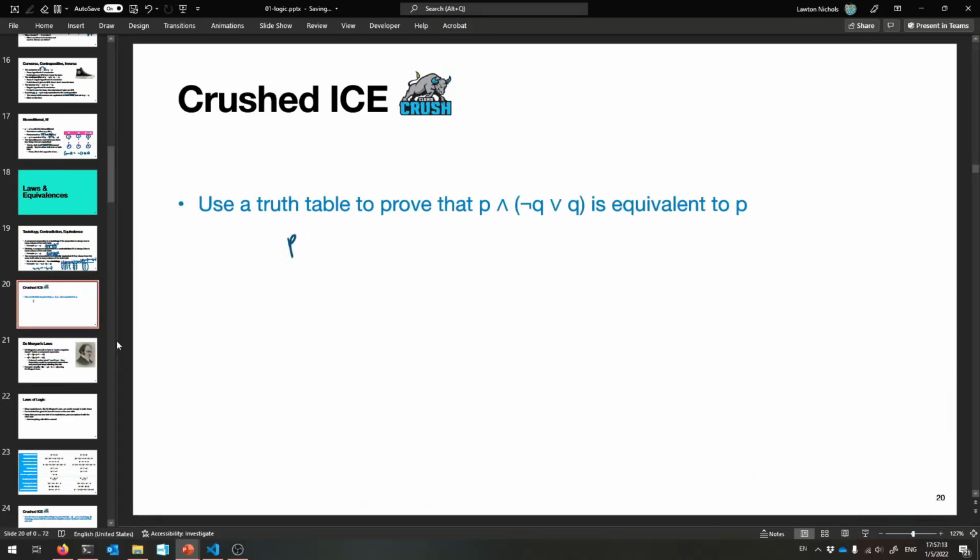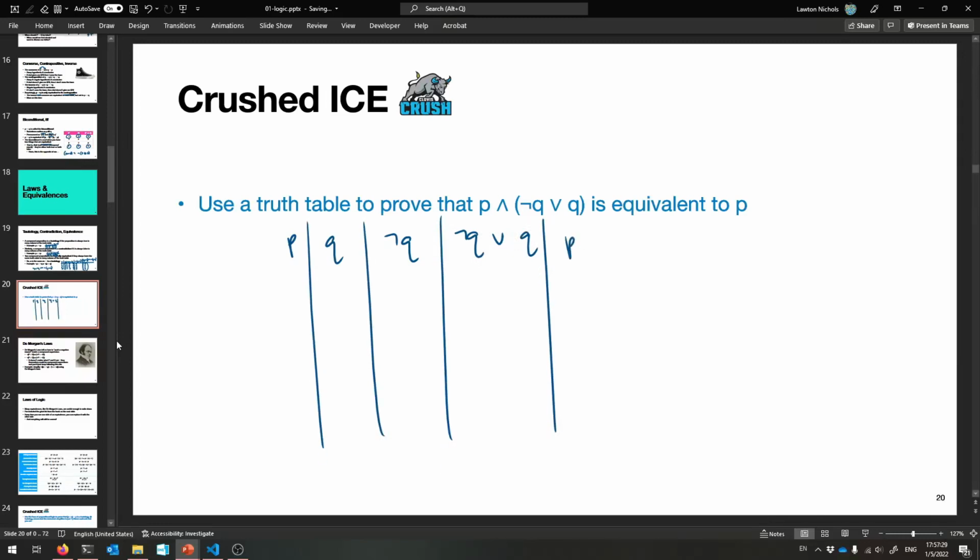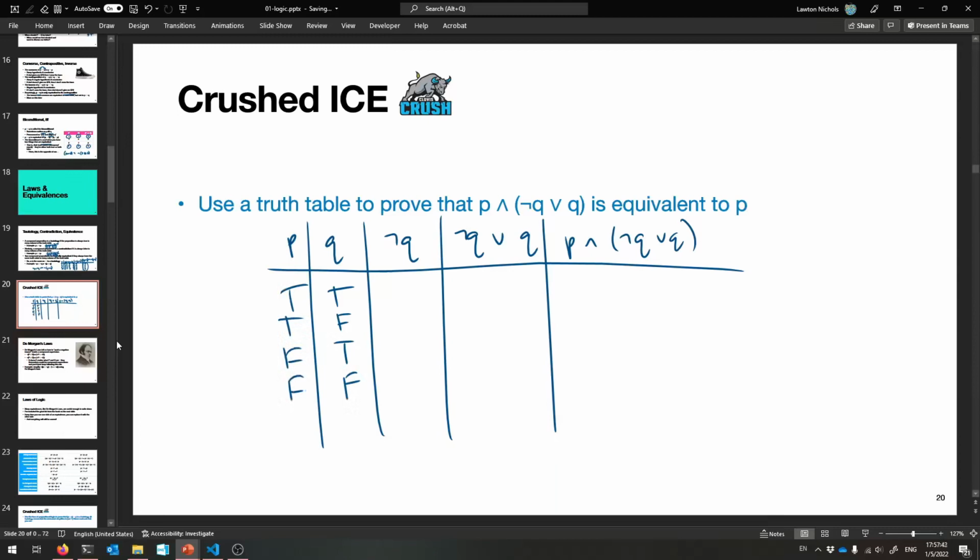So we have P, we have Q, we're going to need not Q, we're going to need not Q or Q, these are all separate, and then the final one, P and not Q or Q. True, false, true, false, true, true, false, false. Negation of Q is false, true, false, true. Not Q or Q, true, true, true, true is always true, right?